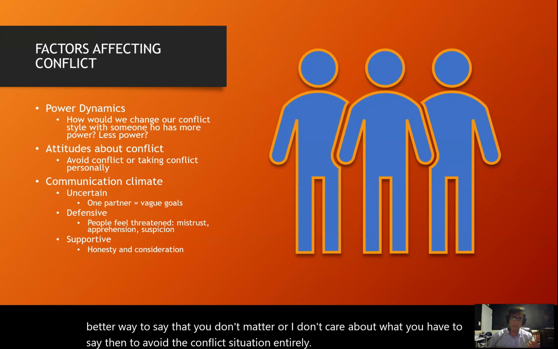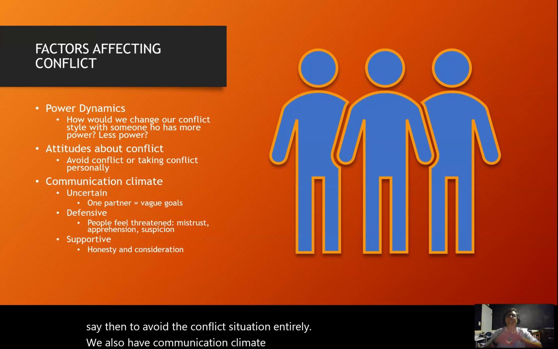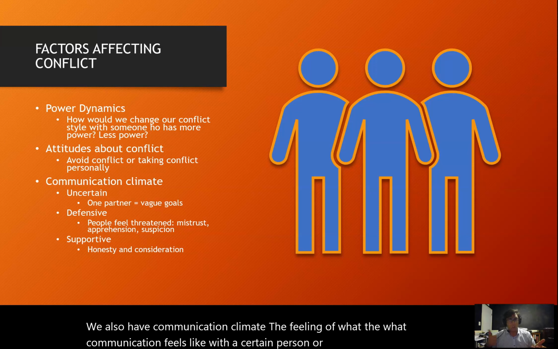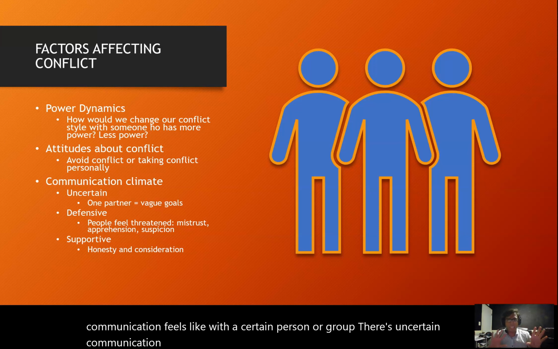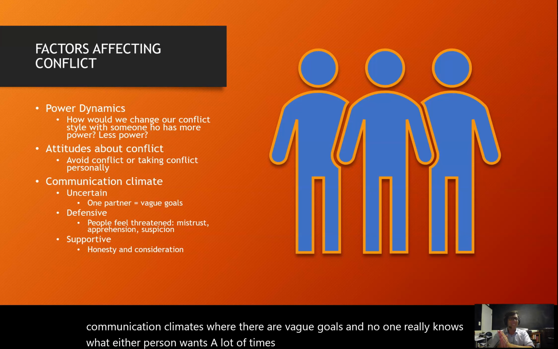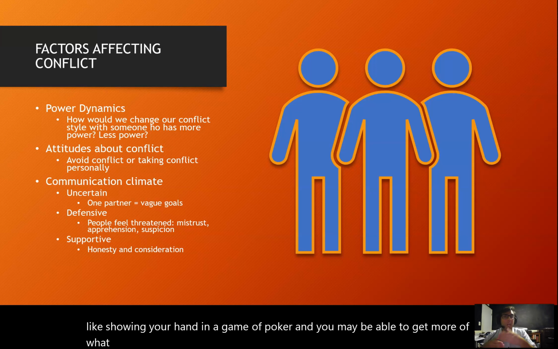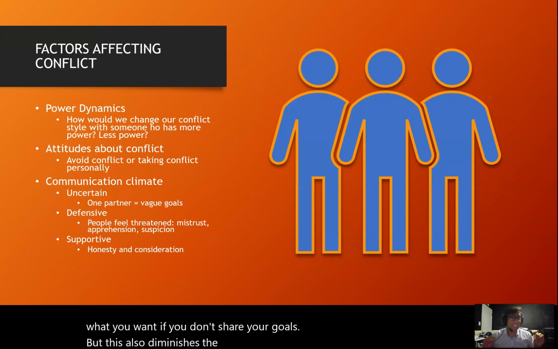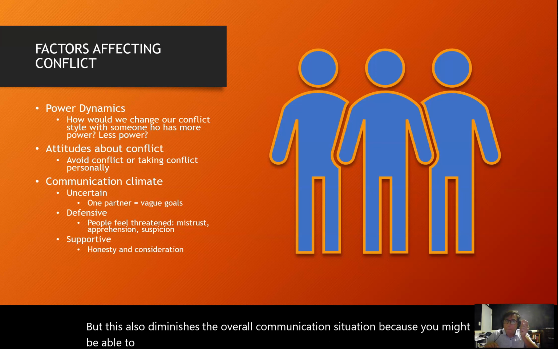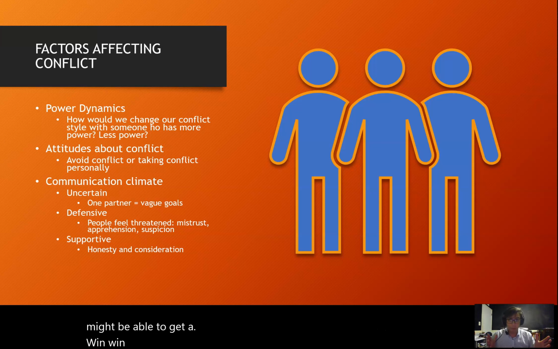We also have communication climate. The feeling of what communication feels like with a certain person or group. There are uncertain communication climates where there are vague goals and no one really knows what either person wants. A lot of times this is due to the idea that it's like showing your hand in a game of poker, and you may be able to get more of what you want if you don't share your goals. But this also diminishes the overall communication situation because you might be able to get a win-win scenario where we both get what we want.